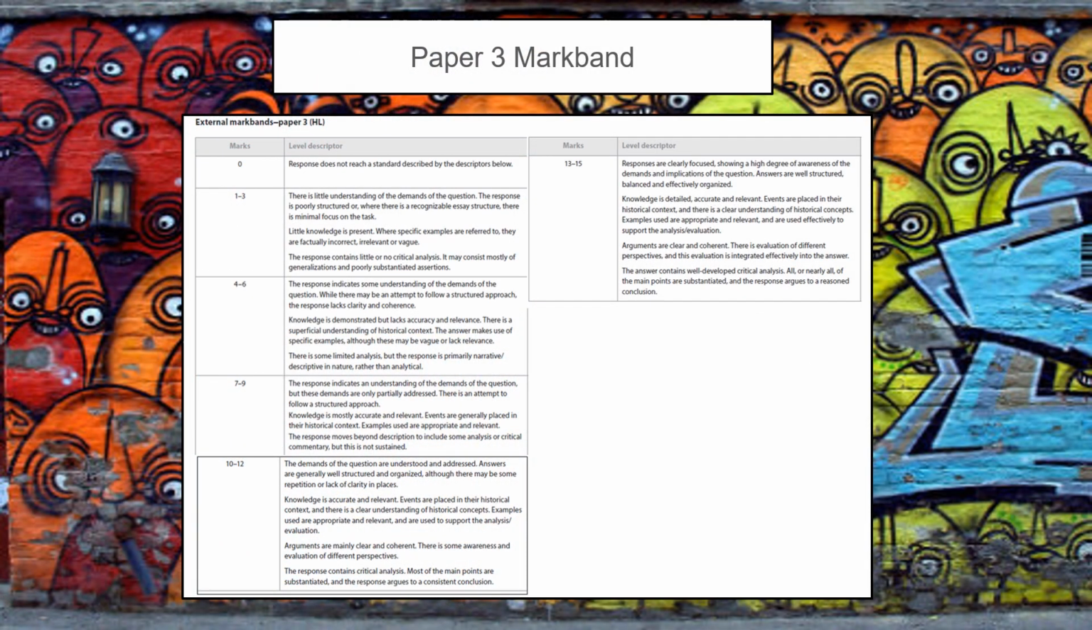So here's your mark band for a paper three. It's very similar to a paper two. So you can screenshot that. That's the rubric that graders will use.